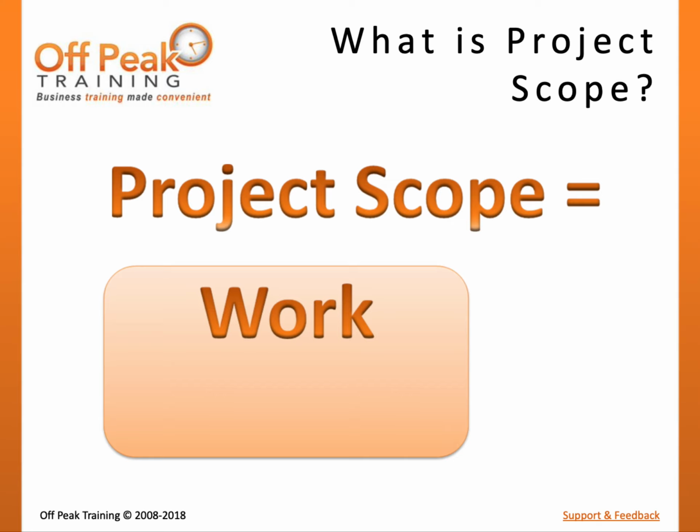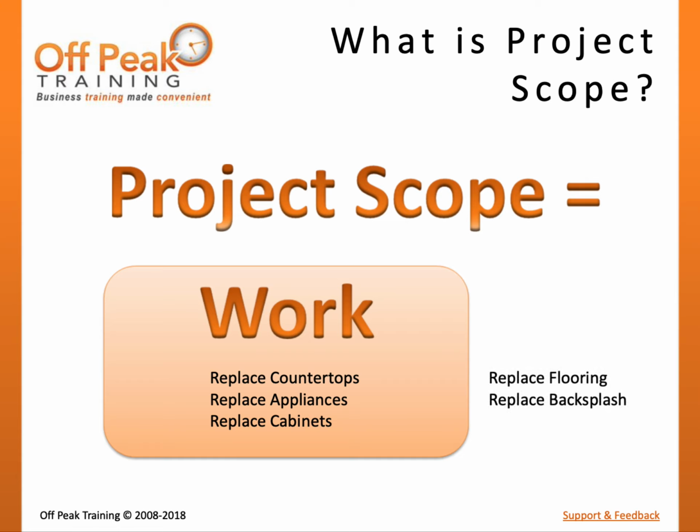These boundaries will help to create a common understanding of what work needs to be completed and what work should not be completed. For example, if we define the scope for a small project to remodel a kitchen, we may determine the high-level scope of the project to be replacing the countertops, appliances, and cabinets. Therefore, all other work is out of scope. For example, replacing the flooring or the backsplash. The more detailed the project scope statement, the more clear these boundaries will become.